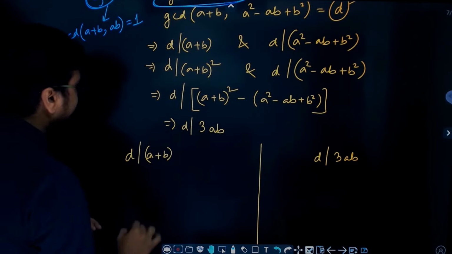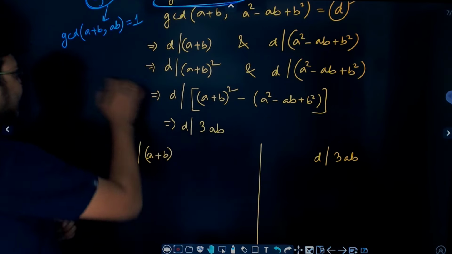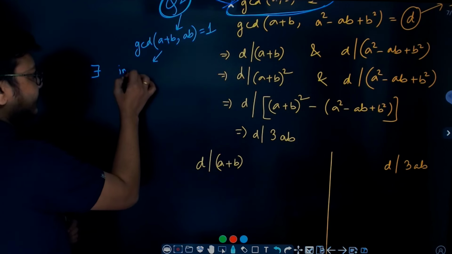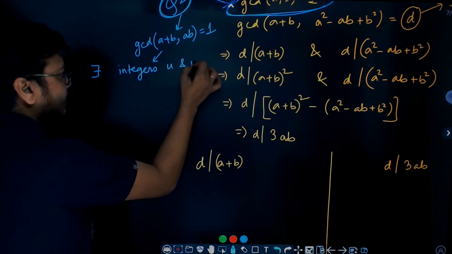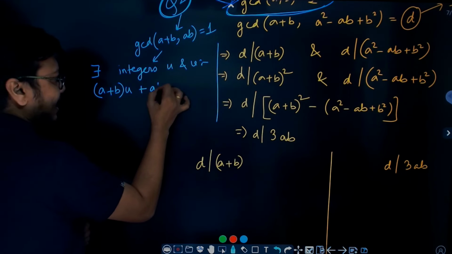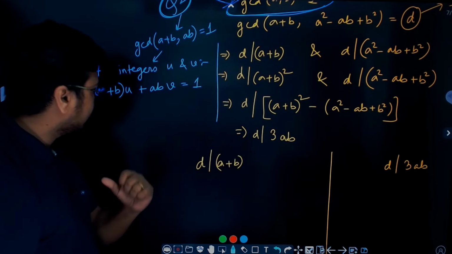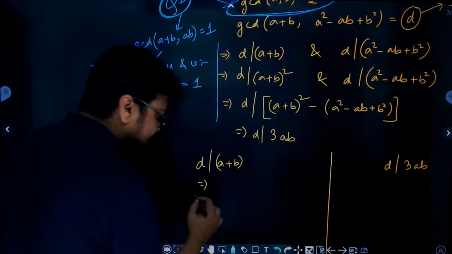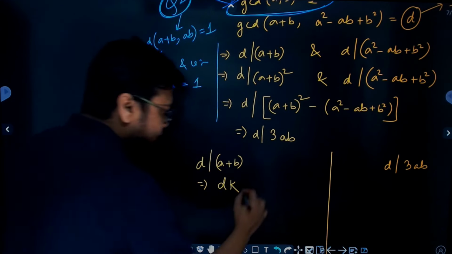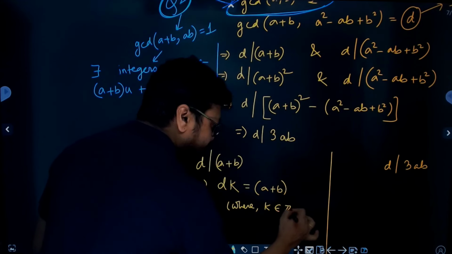So if I use this information, I can say that there exist integers u and v such that (a plus b) times u plus ab times v equals 1. Now using the information that d divides a plus b, if I want to convert this into an equation, I can say that d times some integer k equals a plus b, where k has been taken from the integer set.